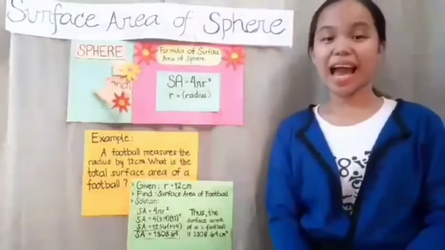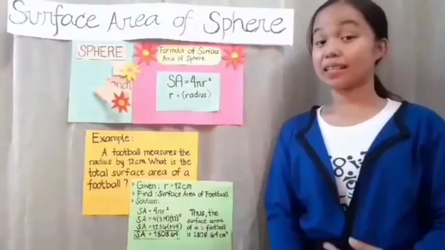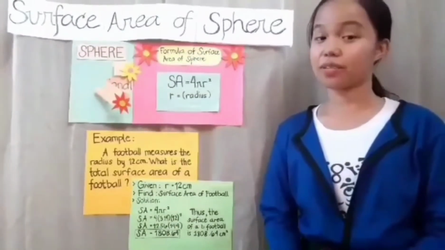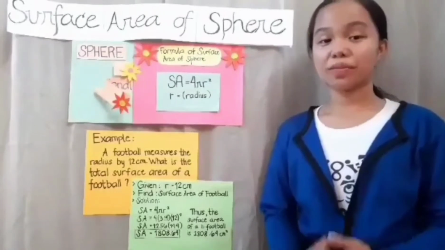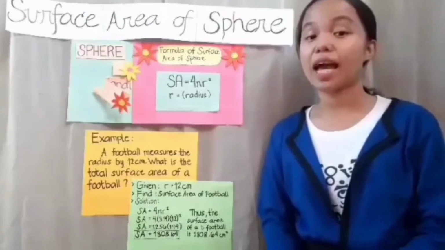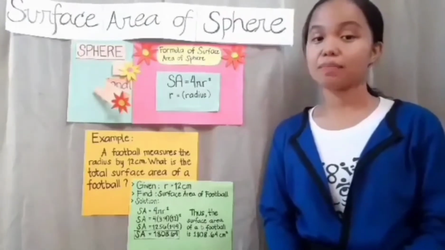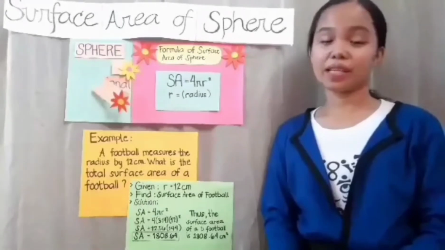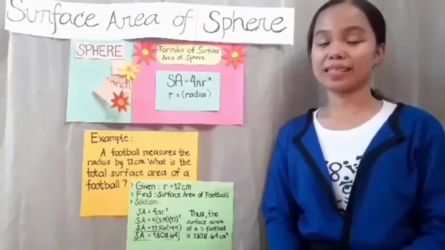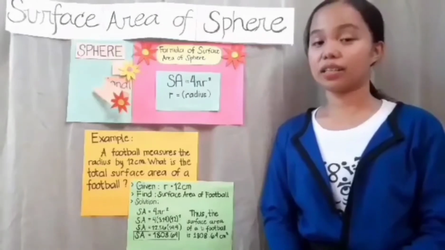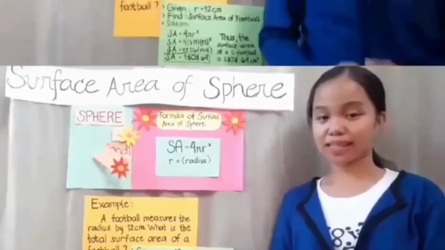Hello everyone, I am Shella Pacana, and our next topic is about the surface area of a sphere. We come across many spherical objects in our daily life, such as football, basketball, fruits, vegetables, and even the planets of our solar system. In other words, all these are called spherical objects.